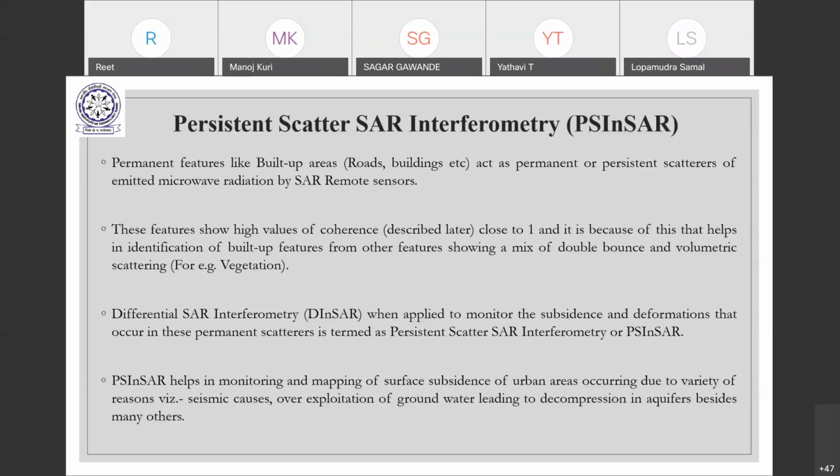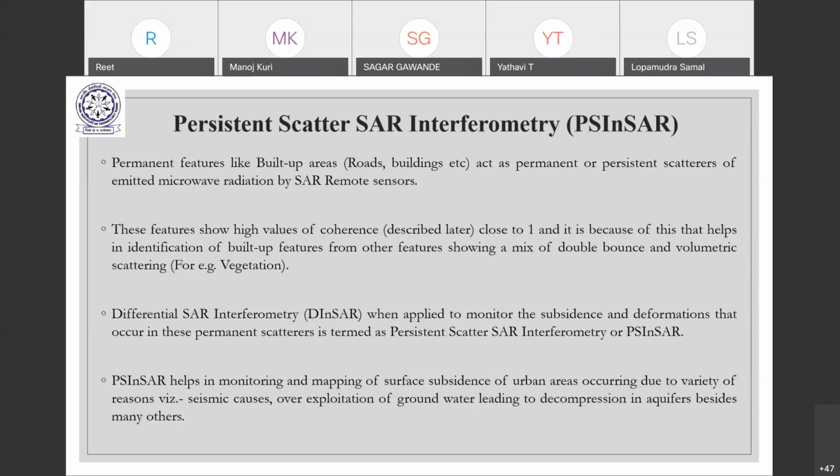So these ground features are fixed at a particular location and they reflect more. Usually they do not change their position. So this type of persistent scatterer is called a permanent feature which scatters the microwave signal. These features show a high value of coherence, close to 1, and it is because of this that it helps in identification of built-up features from other features, showing a mix of double bounce or volumetric scattering like in the case of vegetation.